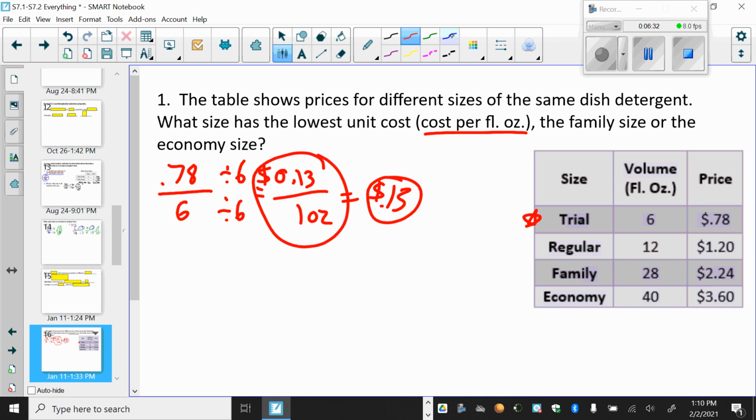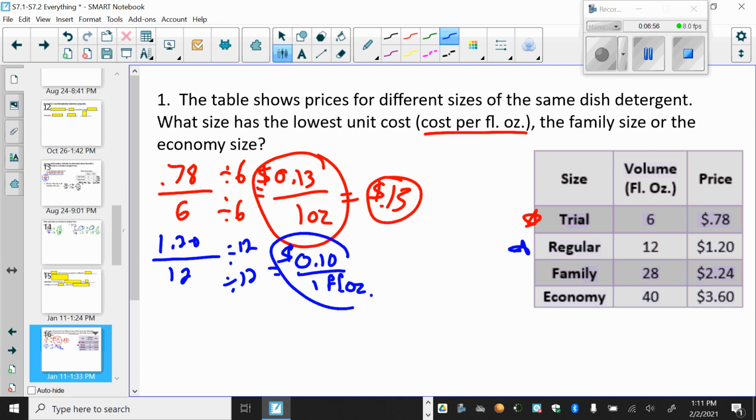All right. Next is the regular one. That's going to be $1.20 divided by 12. We divide both the top and bottom by 12. That's going to give us 0.10 over 1. So it's 10 cents per fluid ounce. All right. So 10 cents.